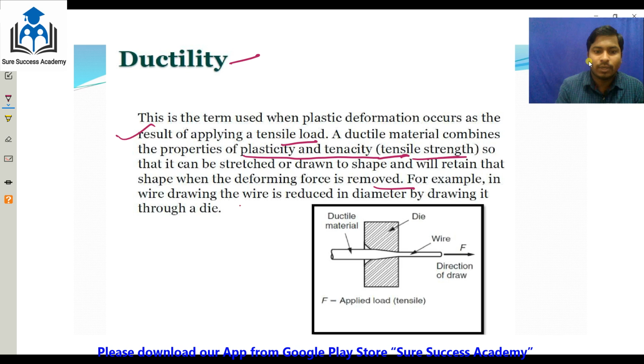The example is wire drawing, reducing the diameter. Wire drawing, you are doing wire drawings. Suppose this is a ductile material, this is the metal, and if you apply loads like this, then what will happen? You can get a thin wire. You can read about this in manufacturing technology. This wire drawing is a property of ductile materials.